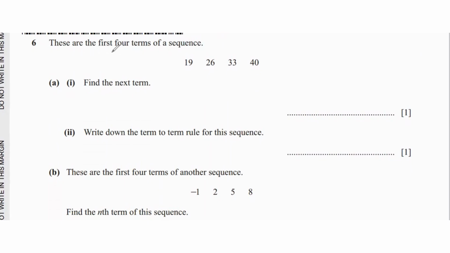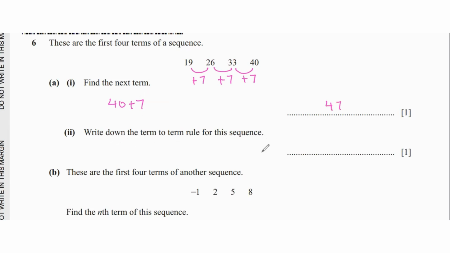Question 6 says these are the first 4 terms of a sequence. Find the next term. So let's find the common difference first. Between 19 and 26, we're adding 7. Between 33 and 26, we're adding 7 again. And similarly, between 40 and 33, we're adding a 7. Which means for the next term, we're also going to add a 7. That gives us 47.